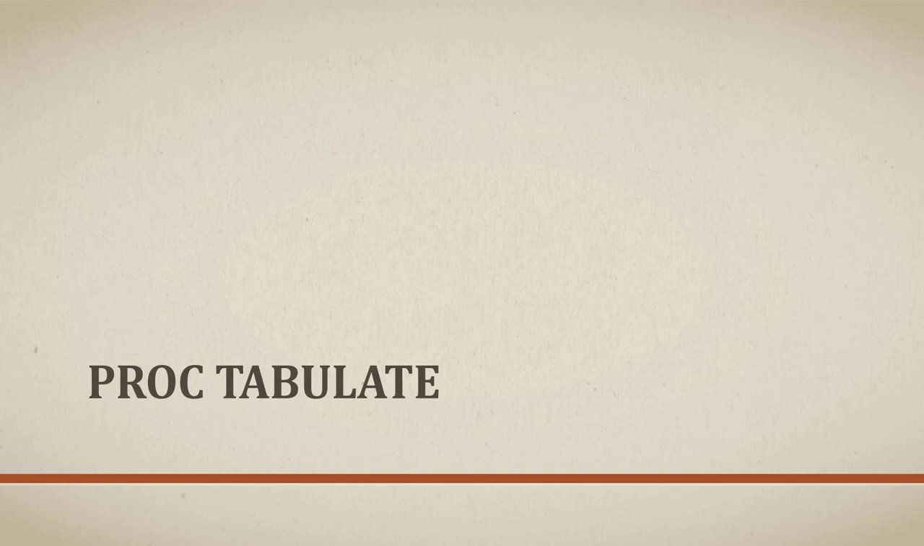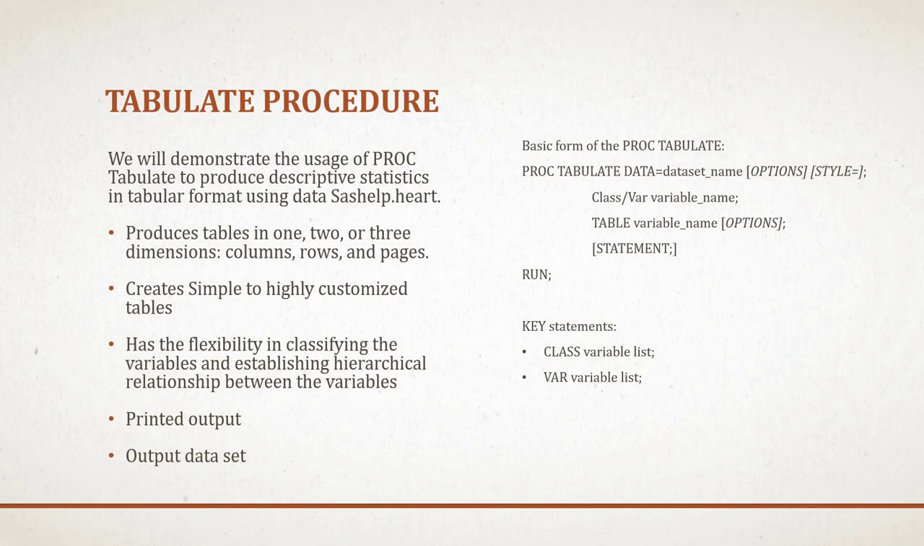In today's lecture, we will learn how to use the Proc Tabulate procedure to get descriptive statistics in SAS. We will demonstrate the usage of the procedure using data sashelp.heart. The Tabulate procedure produces descriptive statistics in tabular format in 1 to 3 dimensions. You can create simple to highly customized tables using the procedure. It has the flexibility in classifying the variable values and establishing hierarchical relationships between the variables.